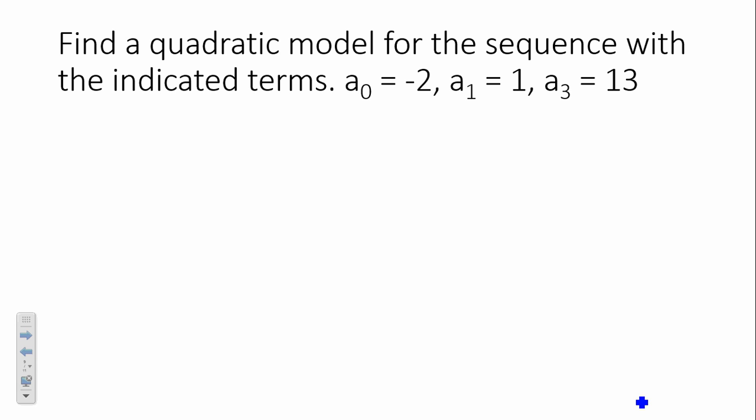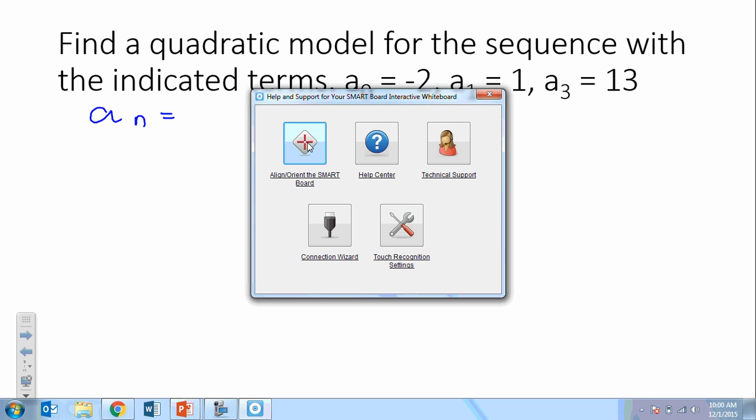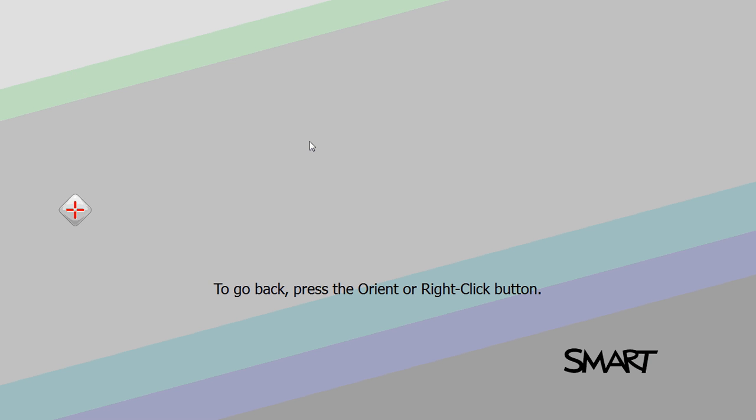Quadratic model is going to look like what? And I've got to orient this again. Apparently it didn't take the first time. Or I didn't press directly in the center of the targets.